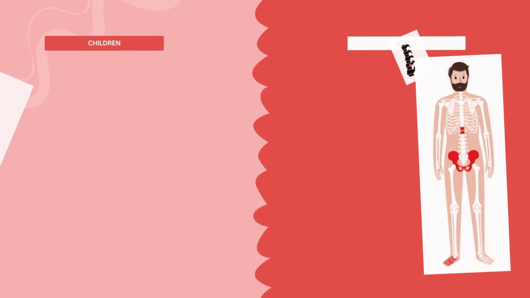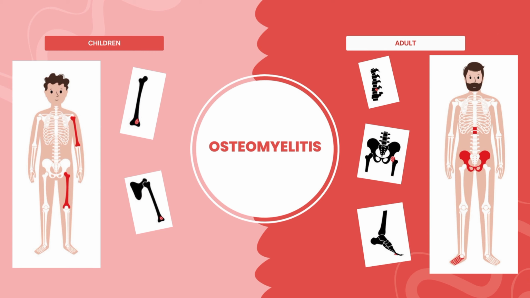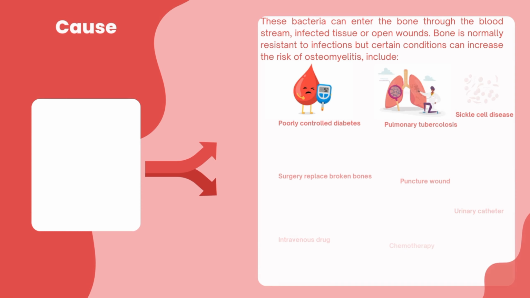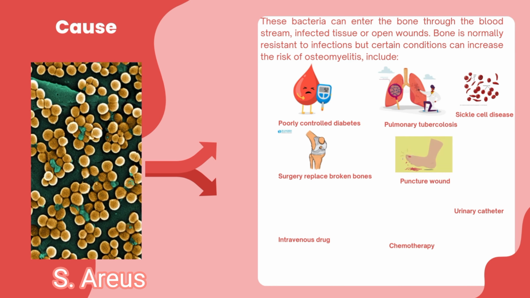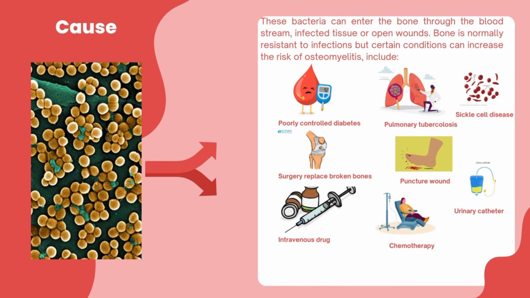In children, osteomyelitis affects the metaphysis of long bones like the femur and humerus. In adults, osteomyelitis usually affects the vertebrae, hip and foot. Osteomyelitis is caused by bacteria called Staphylococcus aureus. These bacteria can enter the bone through the bloodstream, infected tissue or open wound.